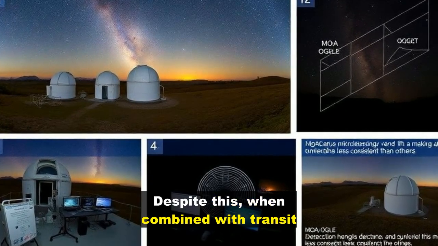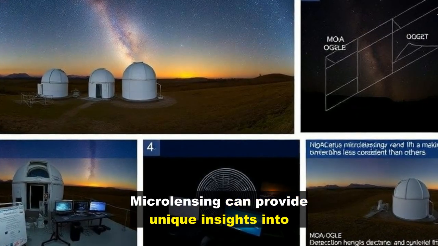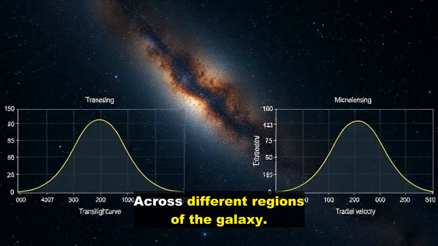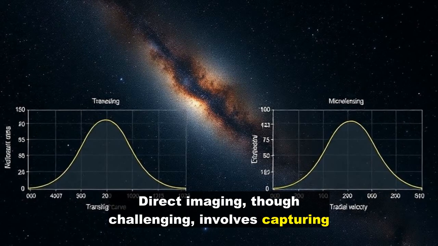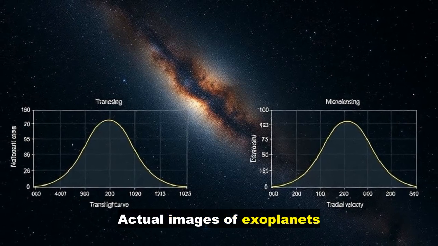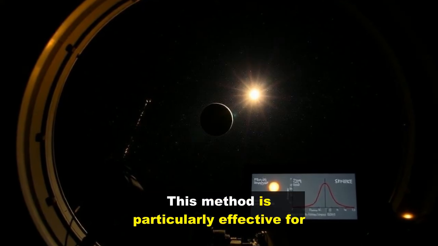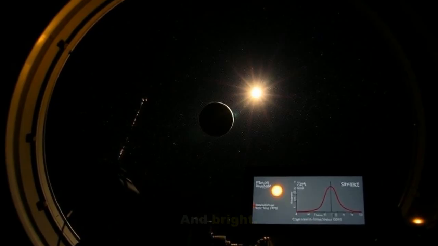Despite this, when combined with transit or radial velocity data, microlensing can provide unique insights into the distribution and properties of exoplanets across different regions of the galaxy. Direct imaging, though challenging, involves capturing actual images of exoplanets by blocking out the light from their parent stars. This method is particularly effective for detecting young, massive planets that are still hot and bright.